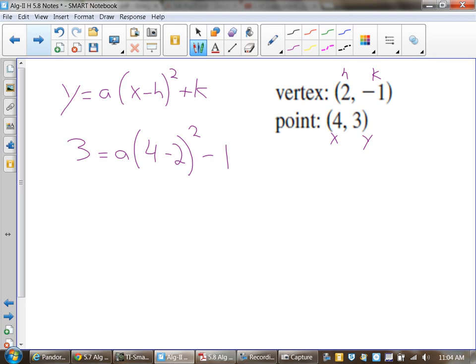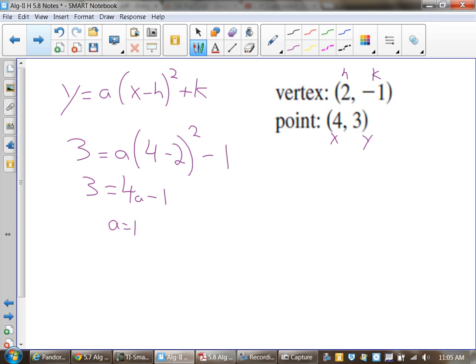Once again, what's 4 minus 2? What's 2 squared? Add 1, divide by 4. It's just dumb luck that I had that happen again. Yes, ma'am. So if you got mixed up, you would mix up the vertex and the point and flip that, would it not work then?